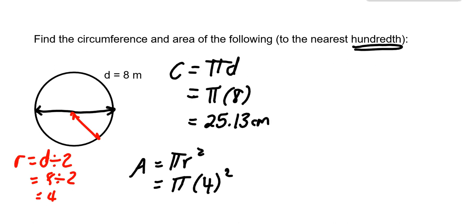Again, be careful with how you punch this into your calculator. You're going to use the pi button and then times, and then make sure you punch 4 squared. And when we do that, again, if we round to the nearest hundredth, that's 2 decimal places. So I get 50.2654, and so on. So remember that 5 means I need to round up. So it'll actually be 50.27. And because this is area, I have to make sure I do centimeters squared.